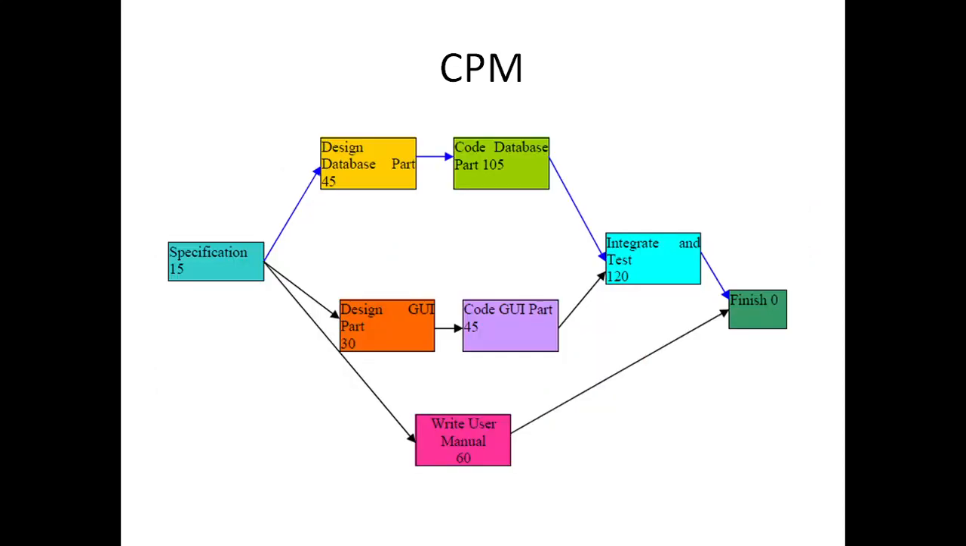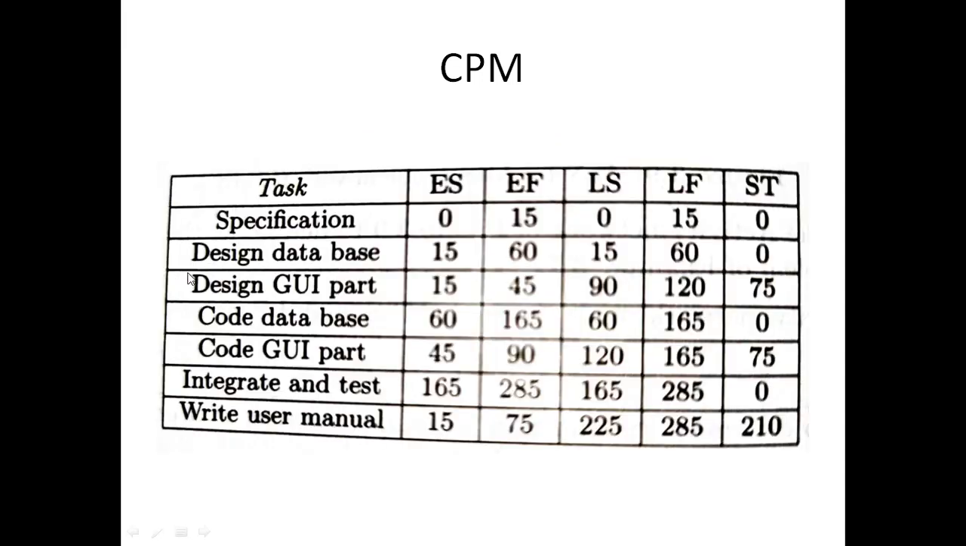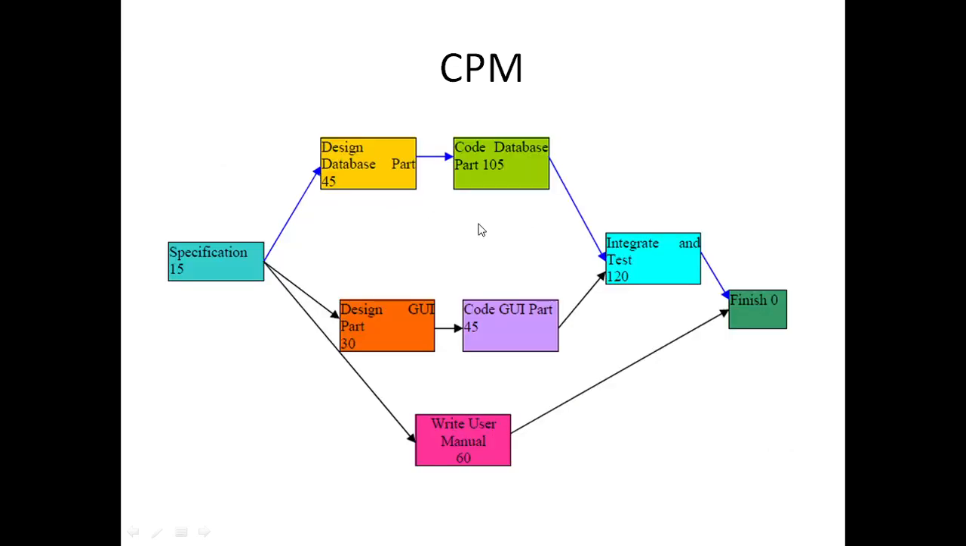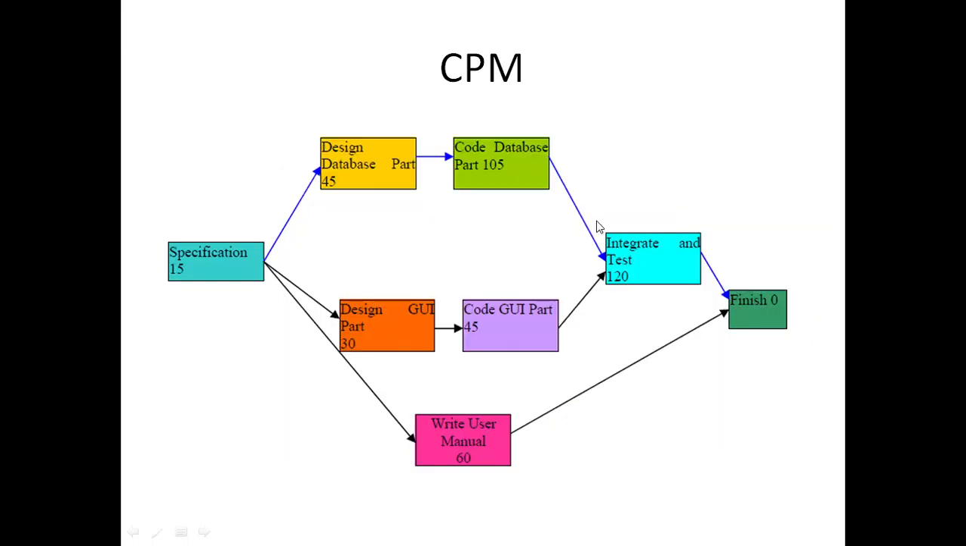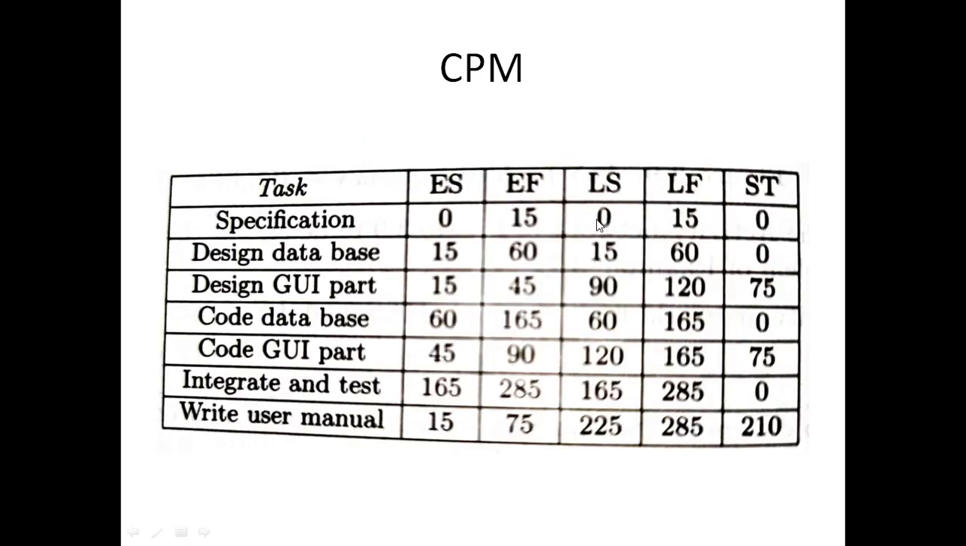Now if you check here, for specification we require 15 days. So earliest start time is 0. At the 0th time we can start this work, and the earliest finish time is 15 days. So within 15 days we can complete. That is why it is 15 here. And latest start, how much can we delay that task? We cannot delay that task because it is the first task that should be done. So latest start time is 0. And latest finish, we should finish within 15 days itself. The slack time is 0 because on the first day itself we have to start the work.